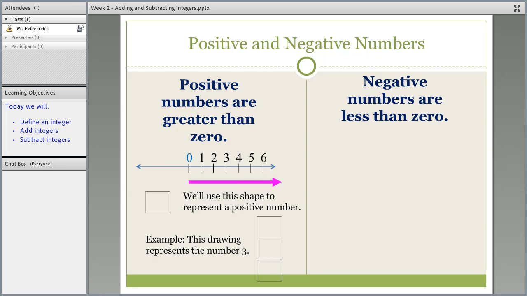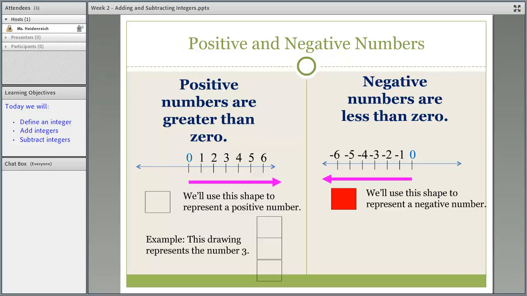Negative numbers are all of the numbers that are less than 0. So on the number line, they're the numbers that are to the left of 0. As we get more negative, we're getting to numbers that are lower and lower. The numbers that are greater are as we go increasingly to the right on the number line. And like I said, we're going to use red boxes to represent negative numbers. So if I wanted to draw out the number negative 3, I could draw 3 red boxes to show that they're negative.